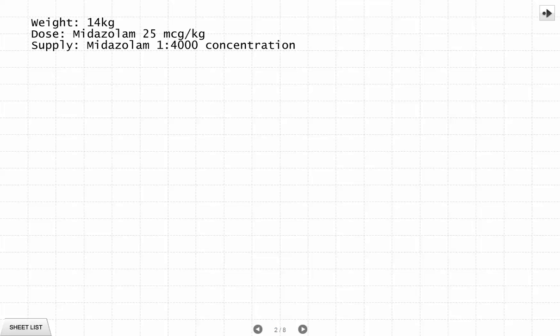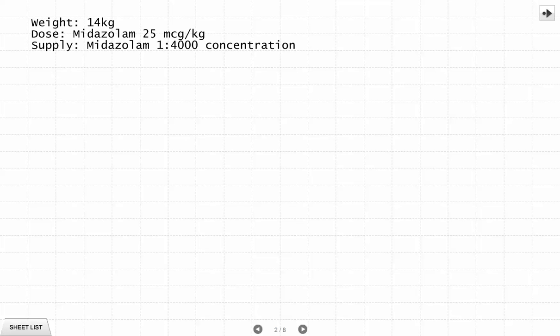So this is another type of drug dosage calculation. It's still a dosage calculation based on the weight of the patient. You can see at the outset we do have a 14 kilogram patient. The dose in this case is going to be a drug called midazolam, which we're going to give at a rate of 25 micrograms per kilogram of patient weight.